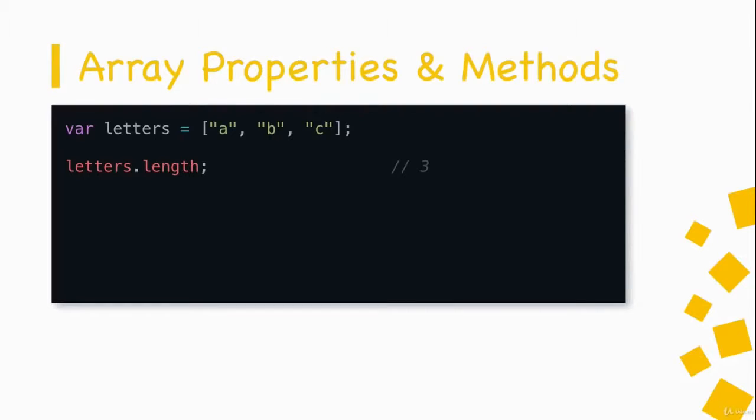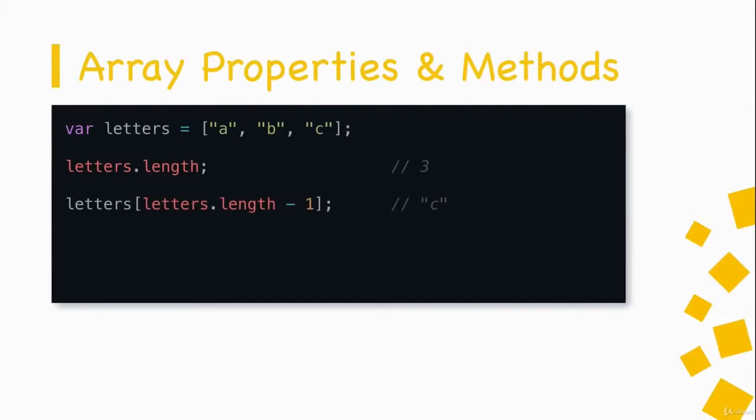Now, just like strings have a length property, arrays have a length property as well. In the case of arrays, the length property will tell you how many items or elements are there inside the array. So the array's length property always contains a number that'll tell you how many items are there inside the array. In this case, the array letters has 3 items, A, B, and C. So letters.length returns 3.